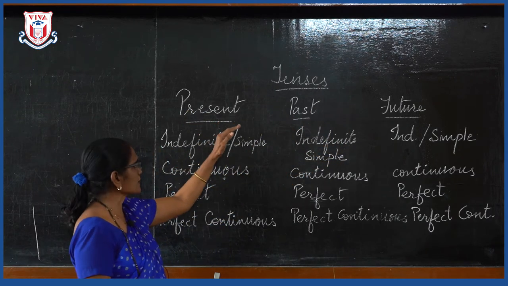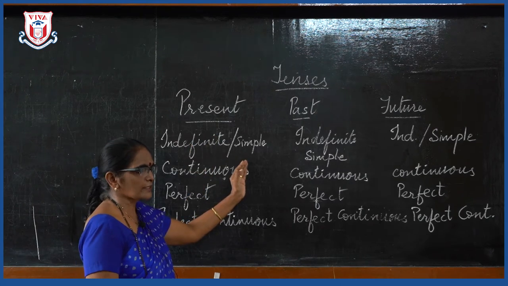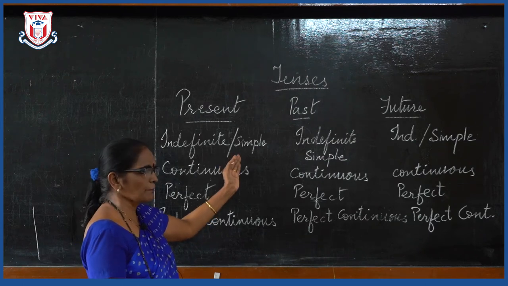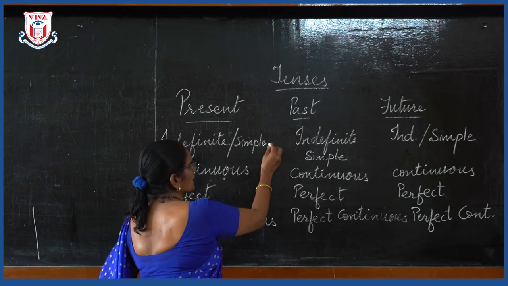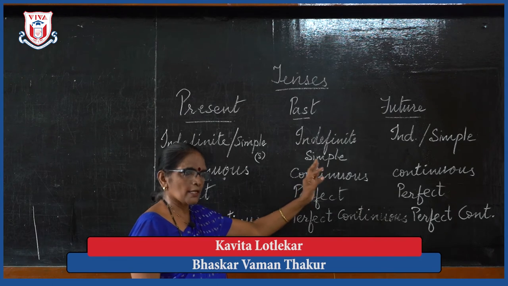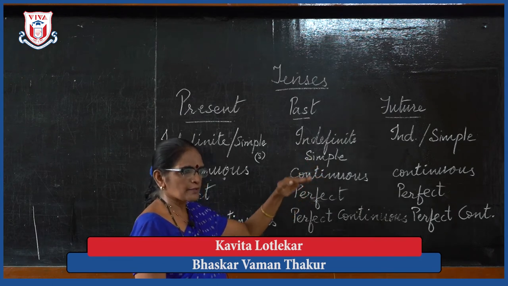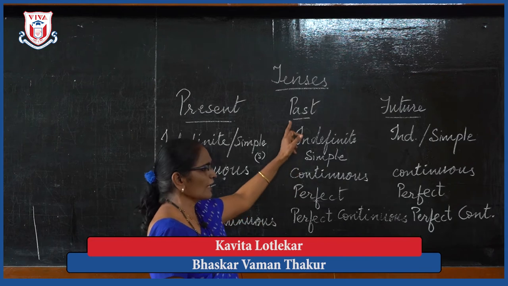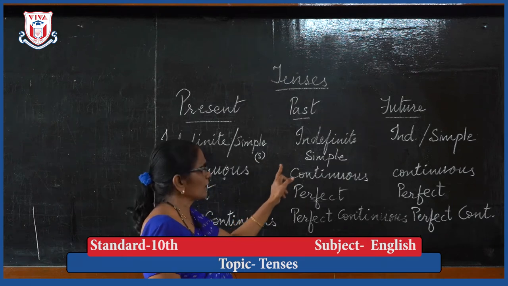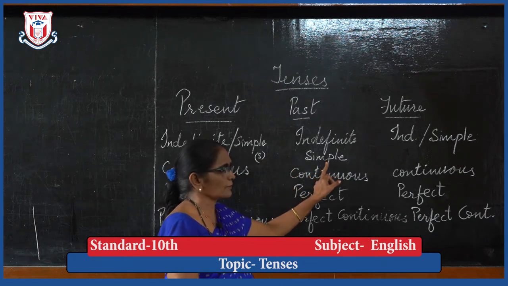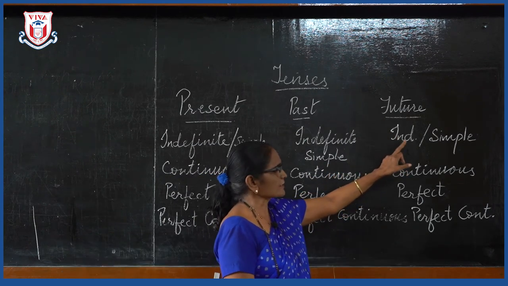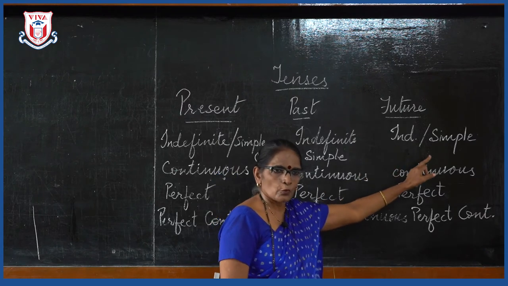Under the category of the present tense, we have the simple tense. Suppose I say Payal eats vegetable. Eats is a present tense, simple present tense. And you have to remember that in the present tense, we usually have the S. Not always, but usually when S is there, it means it is a simple present tense. Then we have the past tense, which also has the simple past tense. Now I will say Payal ate vegetable. The third one is future tense. Again, future simple or indefinite, it is said that Payal will eat vegetables.